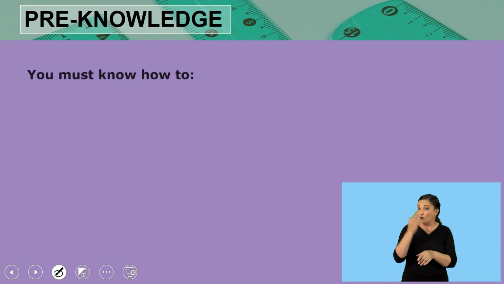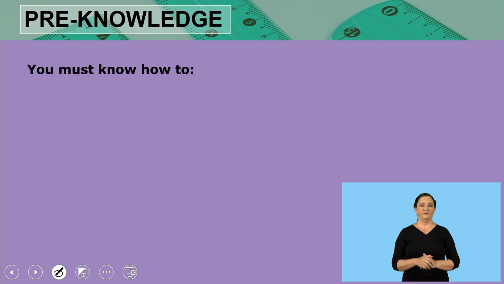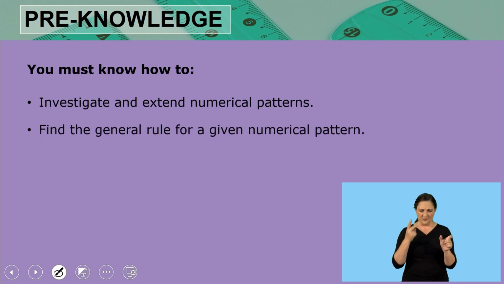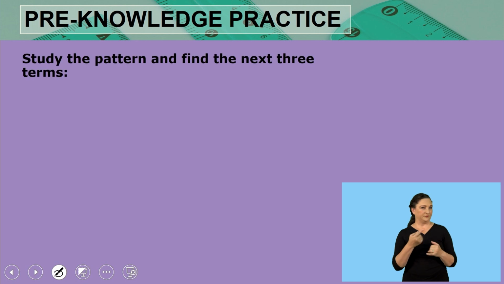Let's look at the pre-knowledge that you must know for this lesson. You must know how to investigate and extend numerical patterns, and you must also know how to find the general rule for a given numerical pattern. Let's do some practice and see if we have that pre-knowledge.